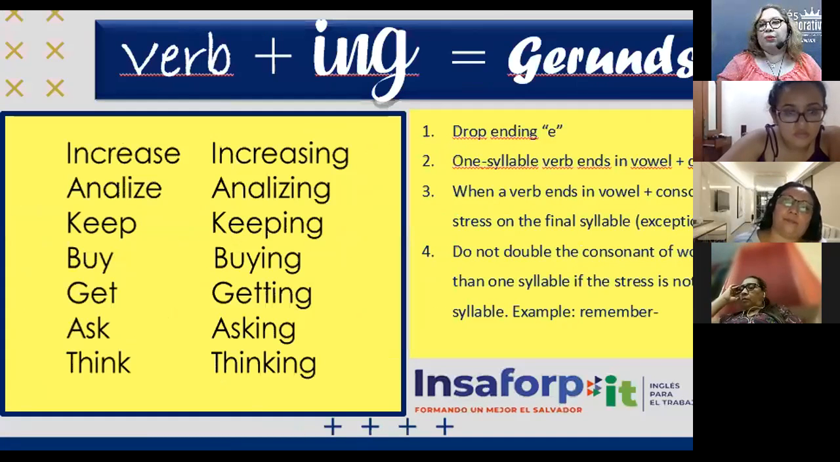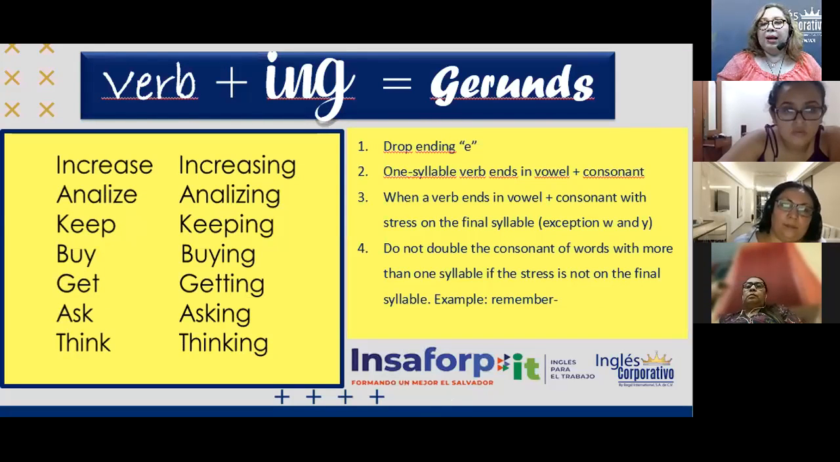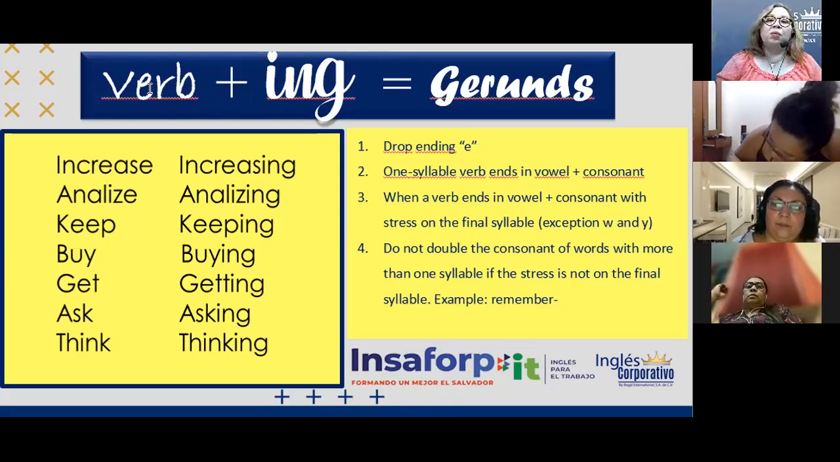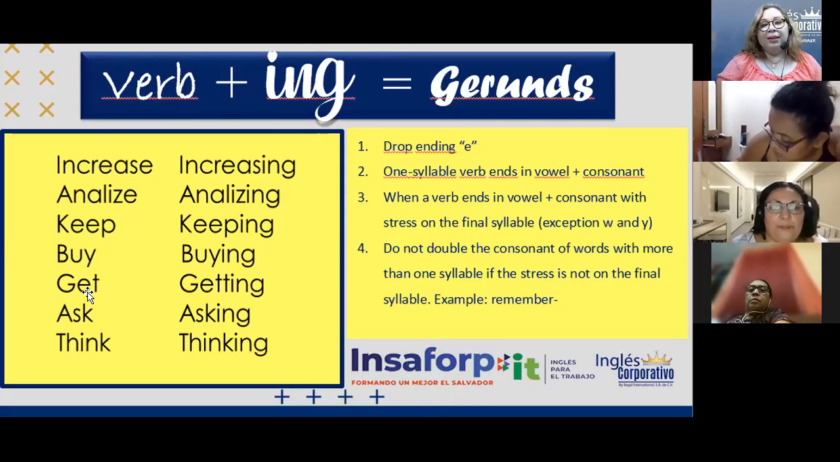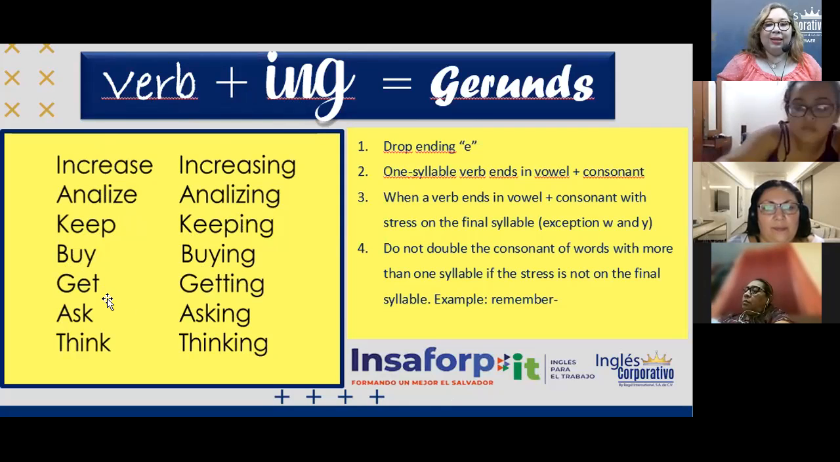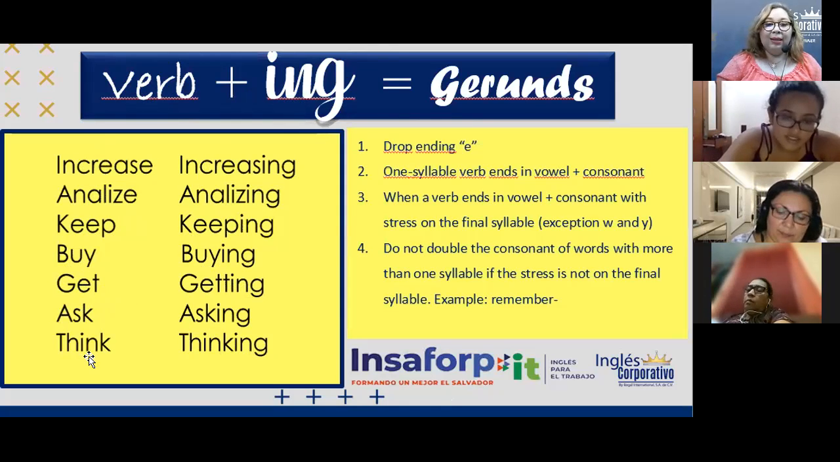Esto es un gerundio. ¿Qué es un gerundio? Es un verbo que lleva la forma ing. Un gerundio está compuesto por el verbo y la terminación ing. That's a gerund. Veamos ejemplos acá. Increase, increasing. Analyze, analyzing. Keep, keeping. Buy, buying. Get, getting. Ask, asking. Think, thinking.